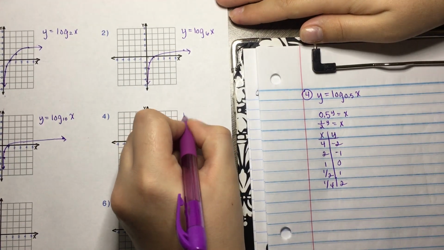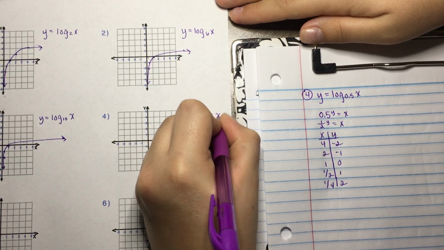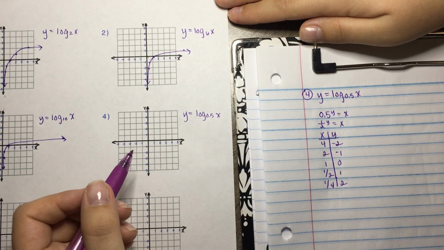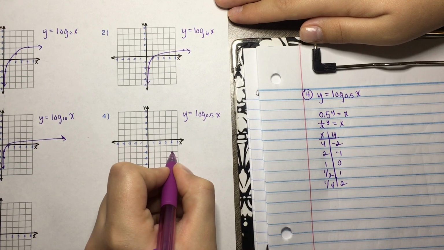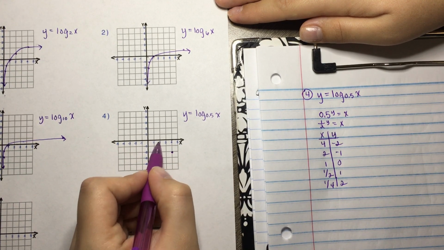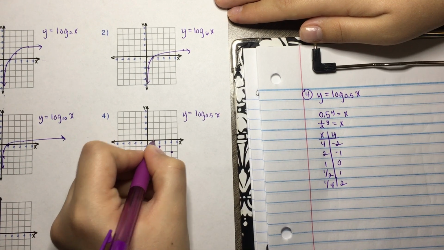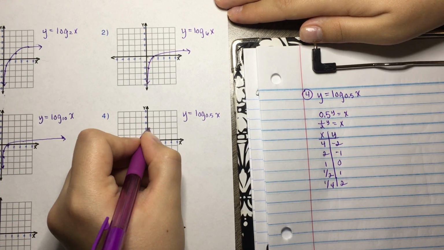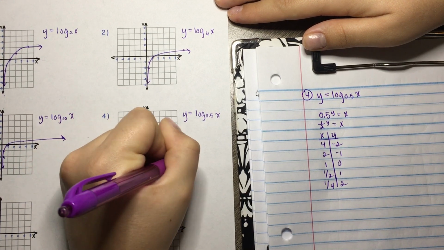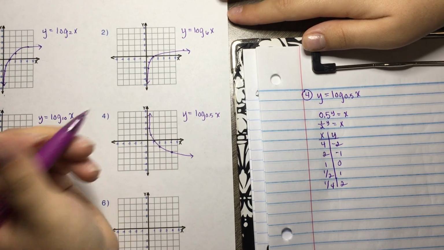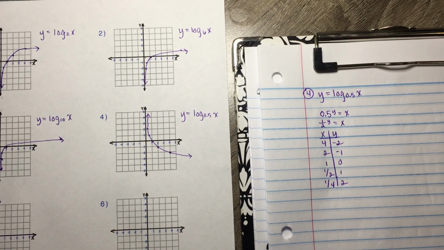All right, so this is going to be our log base 0.5 of x, and we have our x value is 4, our y value is -2. Our x value is 2, our y value is -1. We still have this 1, 0, then we have 1/2, 1, and then 1/4, 2. And you can see this looks a little funny here, but it kind of looks like our graph just reflected over the x-axis.